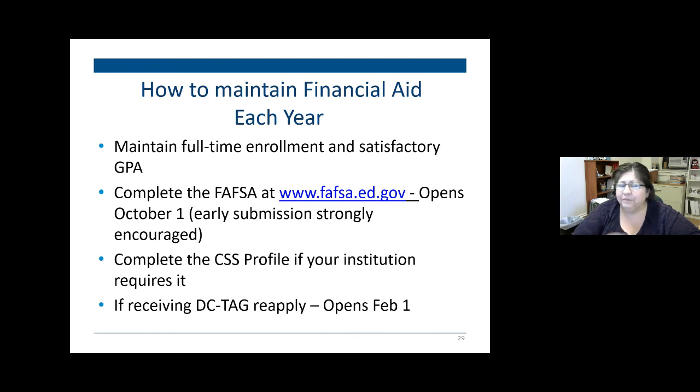So complete your FAFSA. That's the second bullet. It opens today, and early submission is strongly encouraged. And as I mentioned before, complete the CSS Profile if your institution requires it. And if you're receiving DC TAG, reapply. Or if you're receiving any other DC scholarships, it's not just DC TAG. You have DC CAP, you have DC Majors. Check with your high school counselor. They can give you more information about this and even help you fill these applications out.